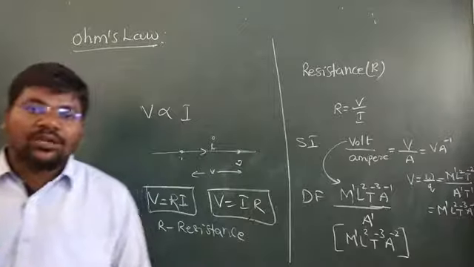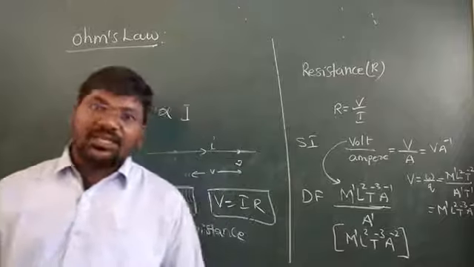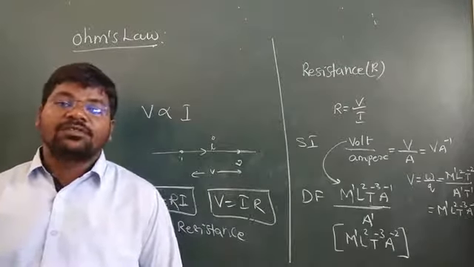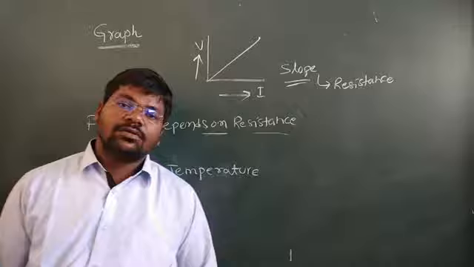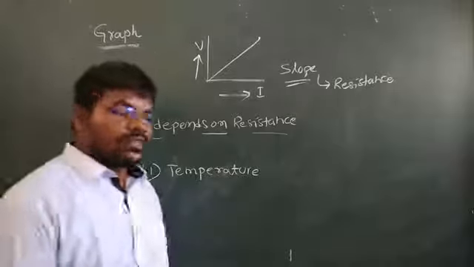So M power 1, L power 2, T power minus 3, A power minus 2 is the dimension formula of resistance. Now coming to the VI graph, or Ohm's law graph.